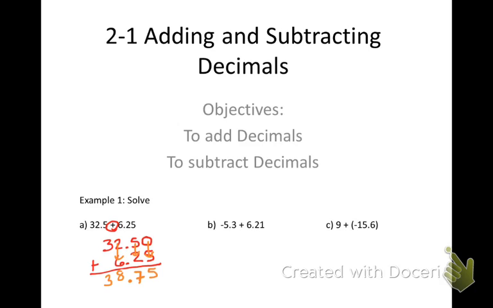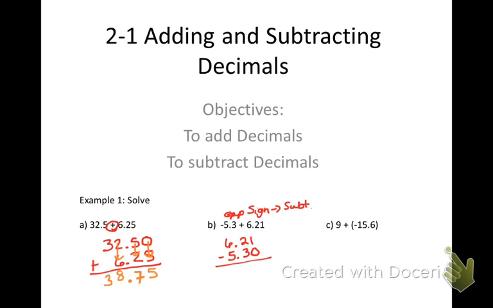Okay, B. We're going back in from chapter 1 and remembering if we add or subtract. Now again, they are opposite signs, so we are going to subtract them. We are going to put the bigger number on top. So 6 is bigger than 5, so it's going to be 6.21 minus 5.3. And then you put a 0 because we want all the decimal places.